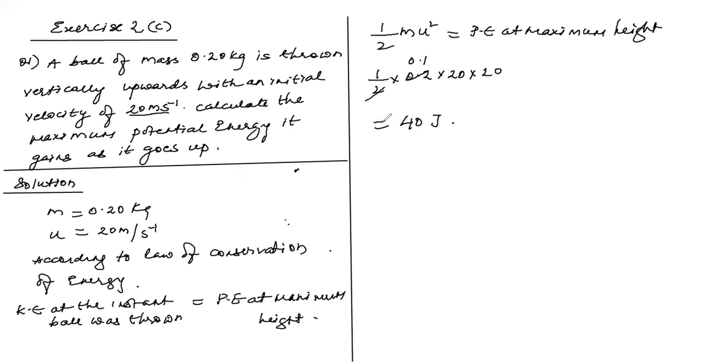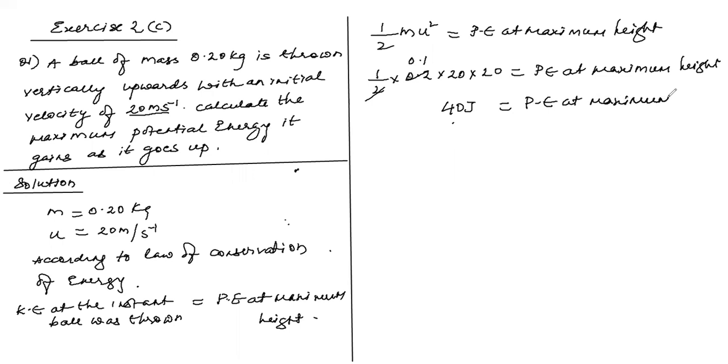So remember, this is equal to potential energy at maximum height. Therefore, 40 joules equals the potential energy at maximum height. So can I say the answer? The maximum potential energy is equal to 40 joules, children. So this is question number 1. Okay, children, I go to the next sum.